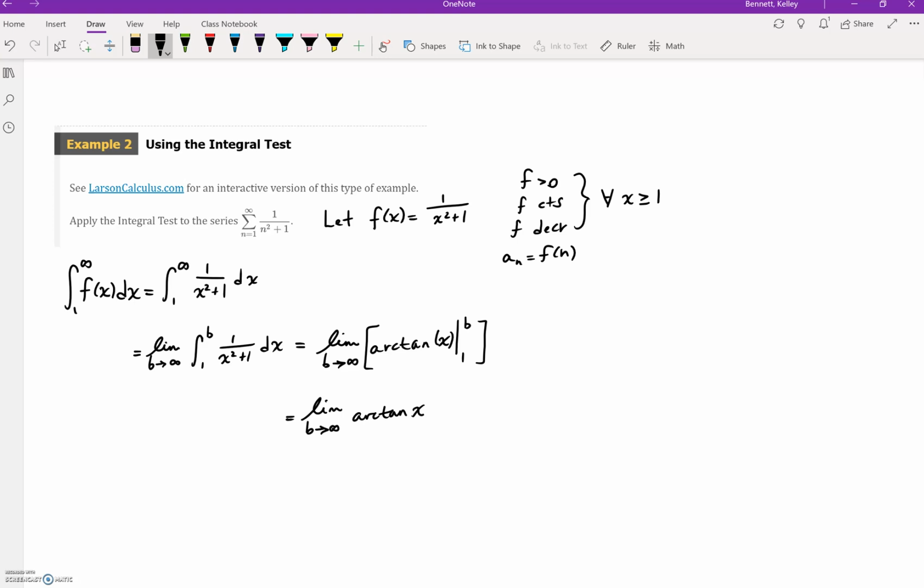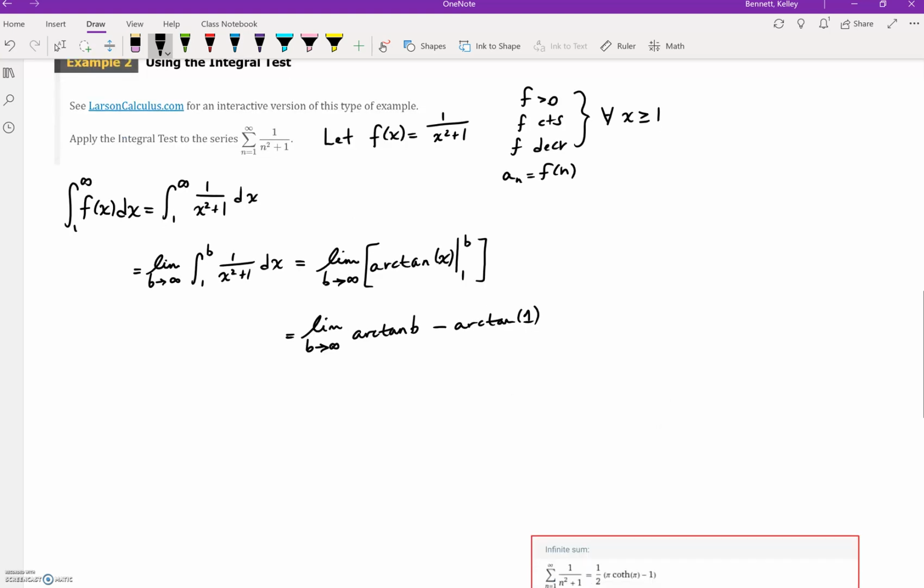Okay, so we want to look at the limit as b goes to infinity of arctan of b, and we're going to subtract the arctangent of 1. The arctangent of 1 is pi fourths. As b goes to infinity, arctangent of b will go to pi halves. So this is going to equal pi halves minus pi fourths, which is pi fourths. So because the integral converged, we can conclude that the series will also converge.